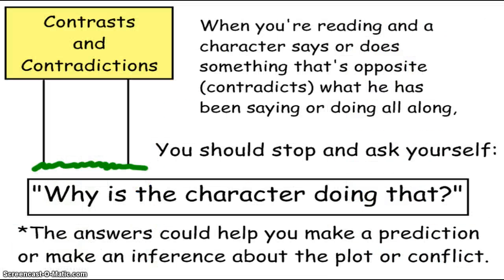So, the first one we're going to talk about is contrast and contradictions. You'll see our signpost here is yellow, so I want you to get out a yellow highlighter. A contrast and contradiction is when you're reading and a character says or does something that's opposite or contradicts what he's been saying or doing all along. I want you to highlight the word opposite or contradicts.